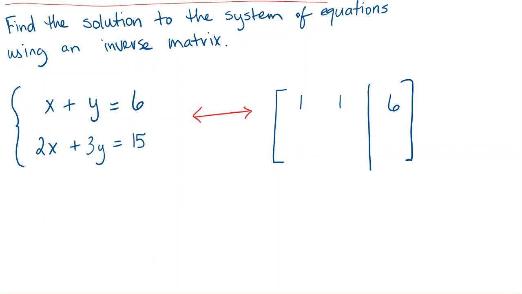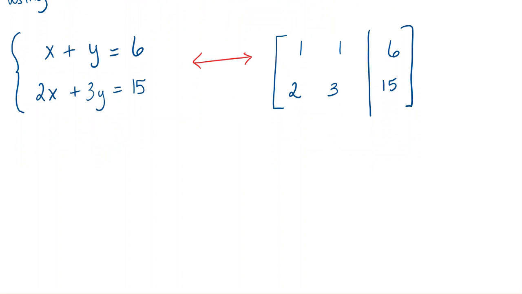Since this is two variables and two equations, we would get our second row to be this. So the coefficient in front of the x is 2, the coefficient in front of the y is 3, and after the equal sign, we have 15. So this is a system of equations expressed as a matrix.